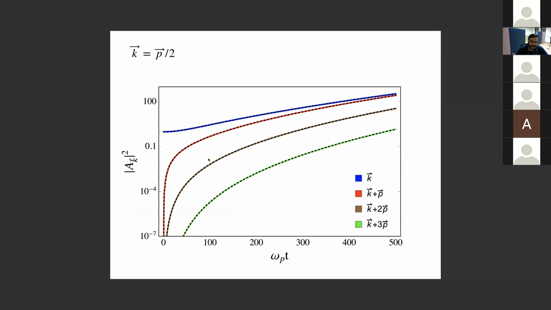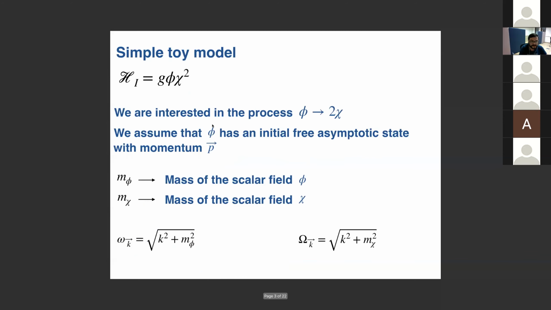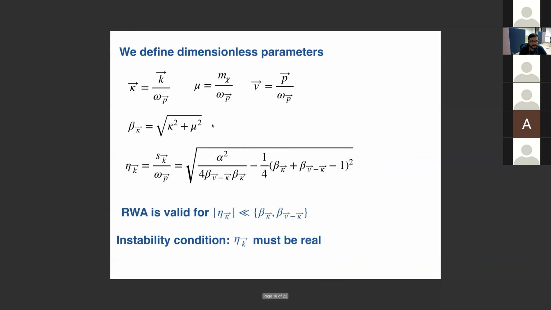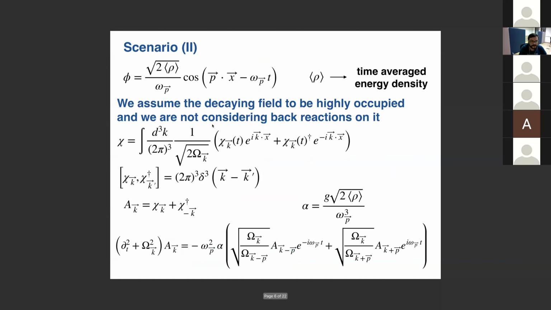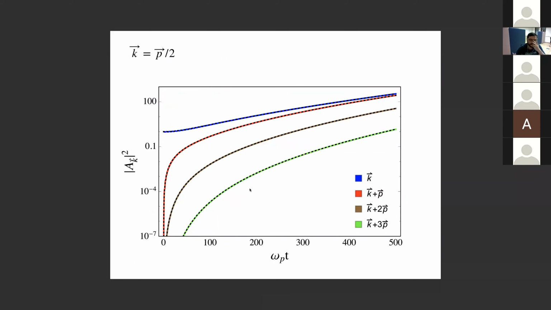Here I show a picture. I solve numerically these equations for A, to demonstrate that what I say is correct. And one can see that as time elapses, the other modes, for instance the mode k plus p, the mode k plus 2p and k plus 3p, start to be important. This was made for a single case when k is p over 2.